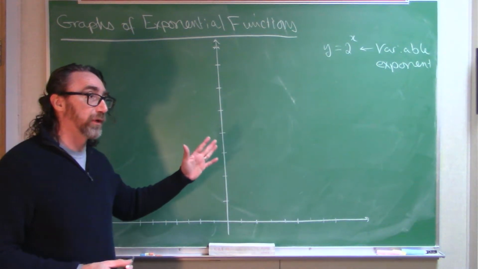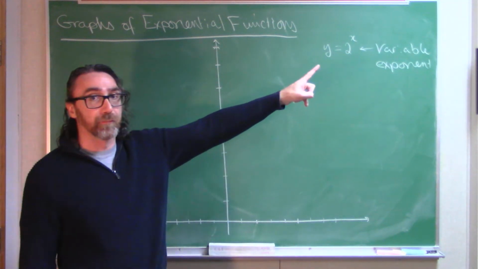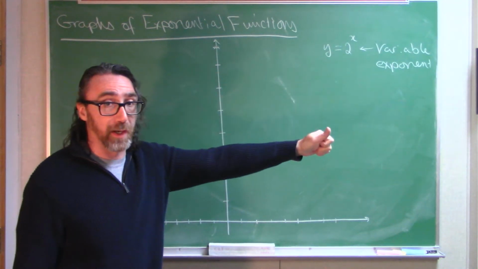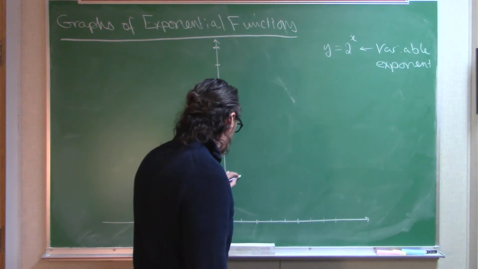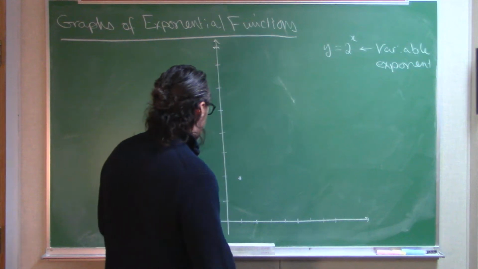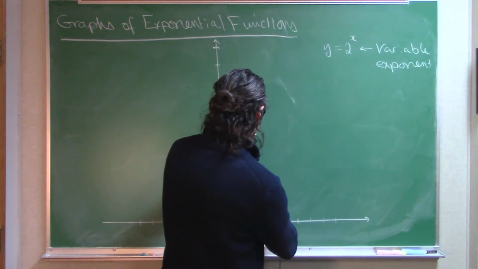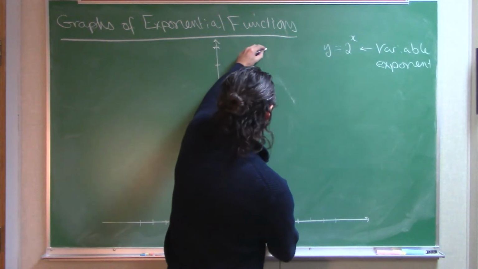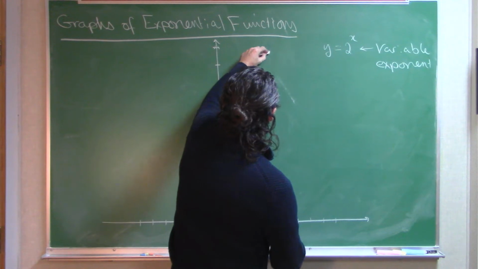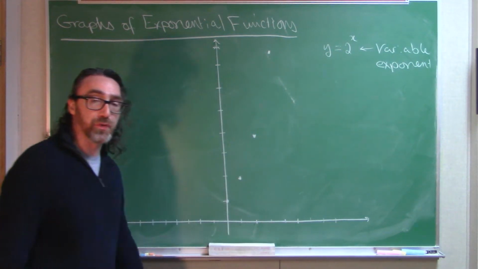Okay, so we know how to make sense of this function for a lot of different x values. We know how to do it for positive whole numbers, right? Like 2 to the first is 2. 2 squared is 4. 2 cubed is 8, way up here. We know what 2 to the 0 is. Anything to the 0 is 1.